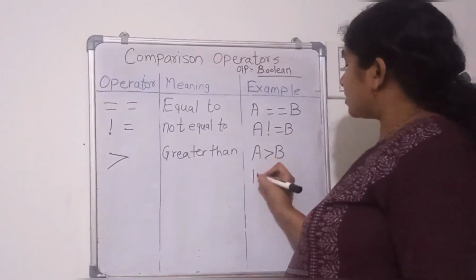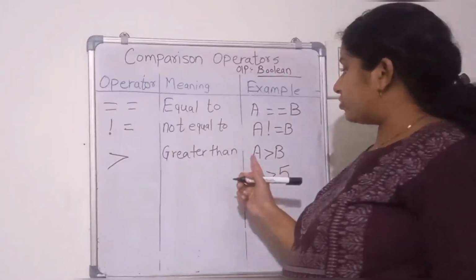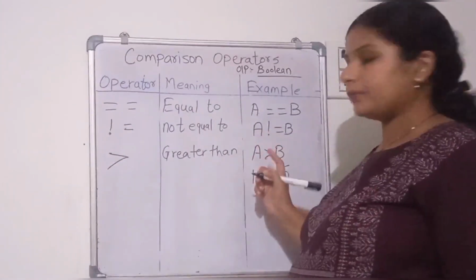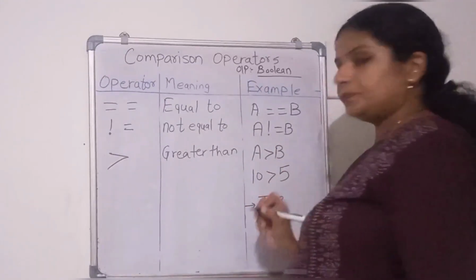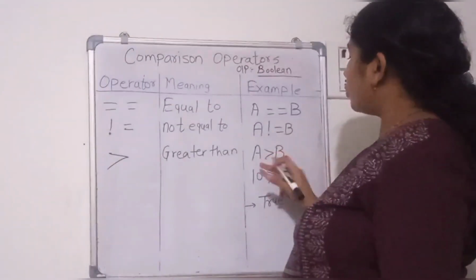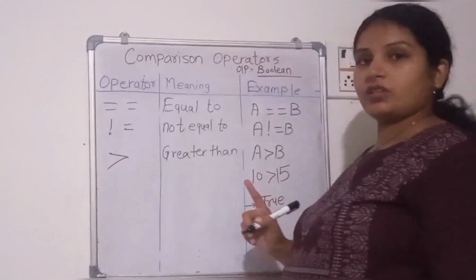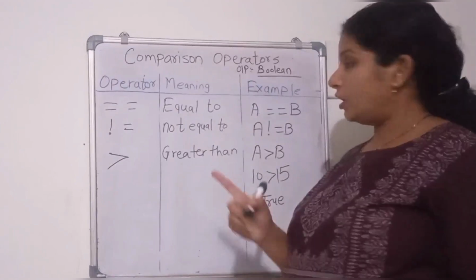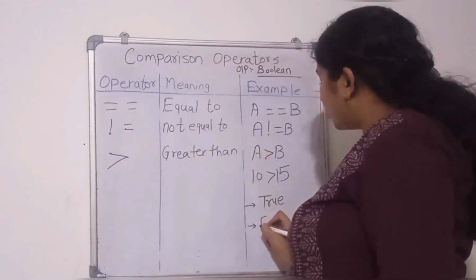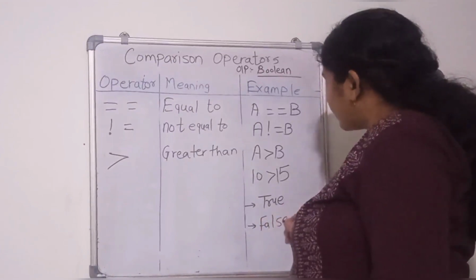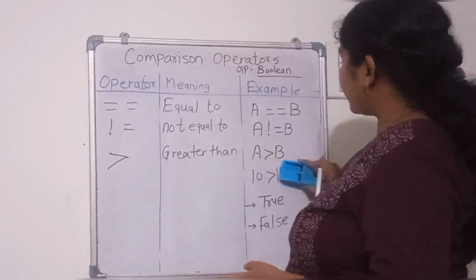We are checking whether A is greater than B or not. So suppose A is 10 and B is 5. Yes, it is true. A is greater than B. So your output is true, right? Suppose A is 10 and B is 15. So A is not greater than B. So this expression is false. So in that case, your output will be false. Okay, so this is the greater than sign.